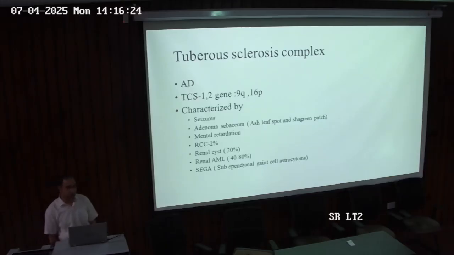In this syndrome, the most common renal tumor is the AML, angiomyolipoma, in 40 to 80% of cases. Other renal tumors are renal cyst and RCC, only 2%. And other cardiac, subependymal giant cell astrocytoma is also seen in tuberous sclerosis. So all are MCQ, which is the component of tuberous sclerosis. So remember: skin lesion adenoma sebaceum, seizures, mental retardation, renal RCC, renal cyst, and AML.